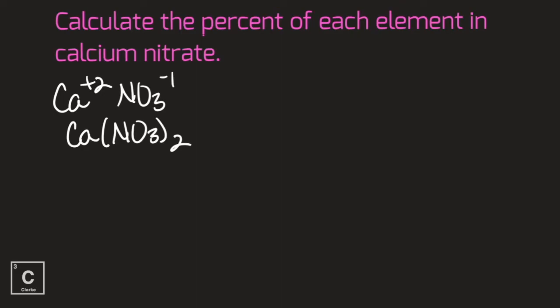So our formula ends up being calcium, open parentheses, nitrate, with a 2 on the outside to show 2 nitrates. Now, percent composition starts out exactly like molar mass. We've got calcium. We've only got 1 of them. Nitrogen, when we carry that 2 across, we've got 2 of them. And oxygen, we have 6.